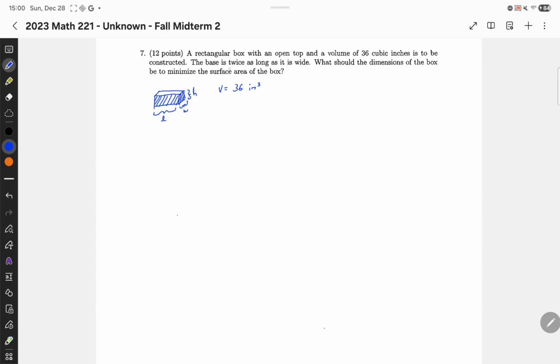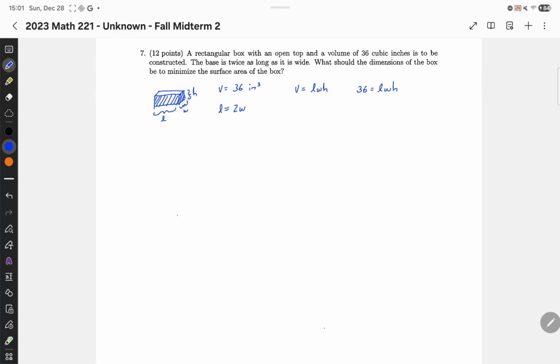And we know that the base is twice as long as it is wide. So in other words, length is equal to 2 times the width, or 2w. And now the other thing we're going to need is that the volume, well, that's just length times width times height for a rectangular box, which tells us that 36 is equal to length times width times height.